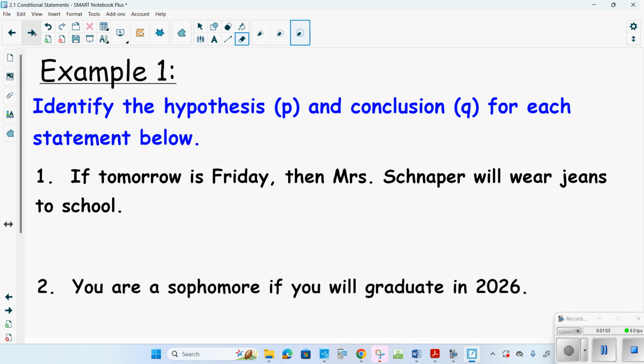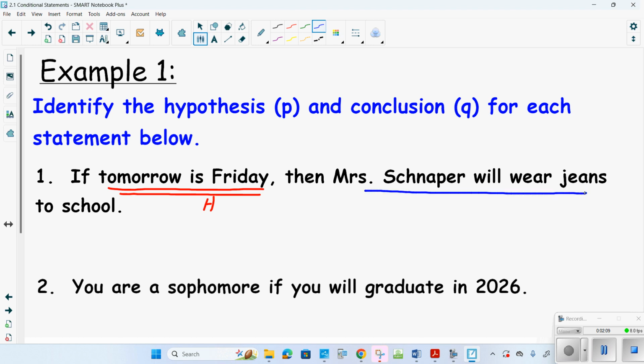So here we go. Identify the hypothesis P and the conclusion Q. And I'm going to use a different color here. If tomorrow is Friday, that right there is your hypothesis. That's your H. This snapper will wear jeans to school. This portion right here is your conclusion then. So the if part is the hypothesis, the then part is the conclusion.